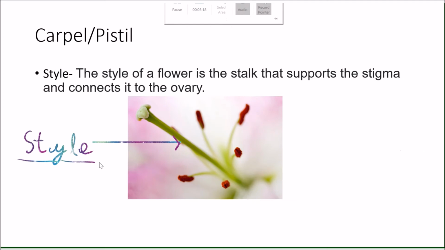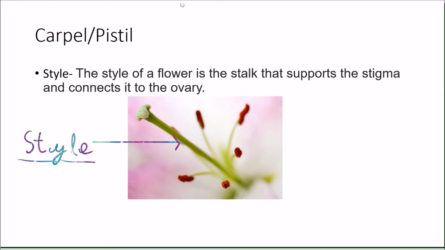Now the second part of the pistil is the style. The style of a flower is the stalk that supports the stigma and connects it to the ovary. So here is the stigma and this is the whole thing like a beanstalk. It is the style. See this.